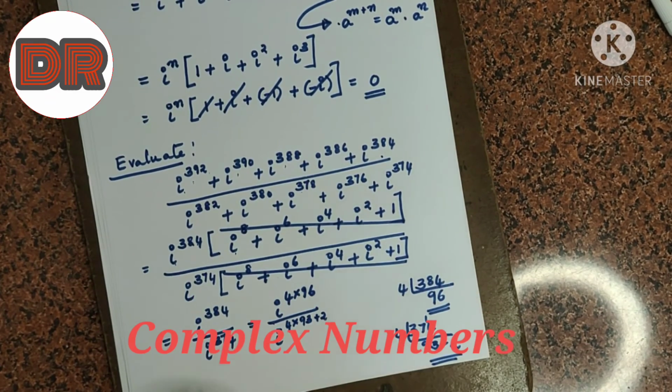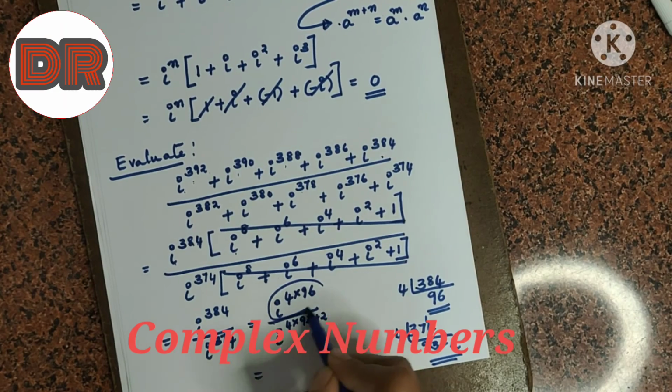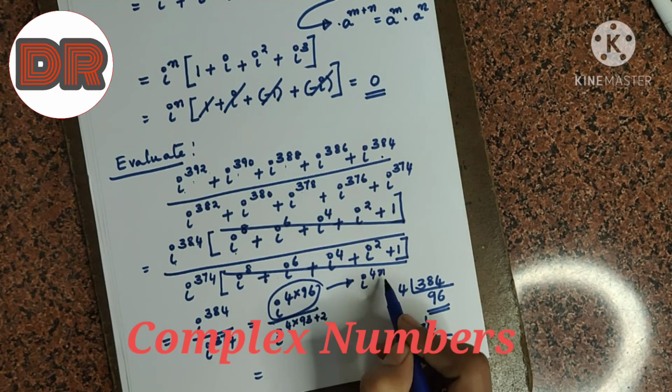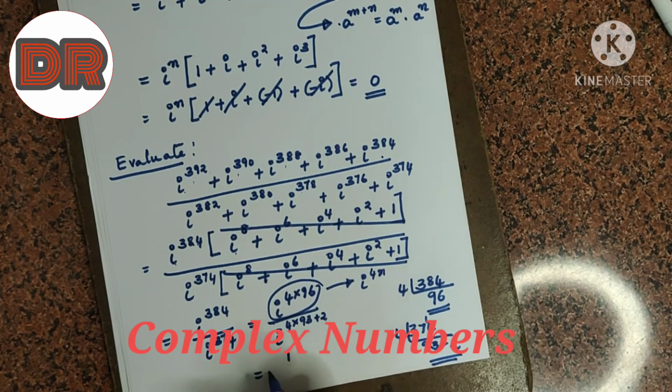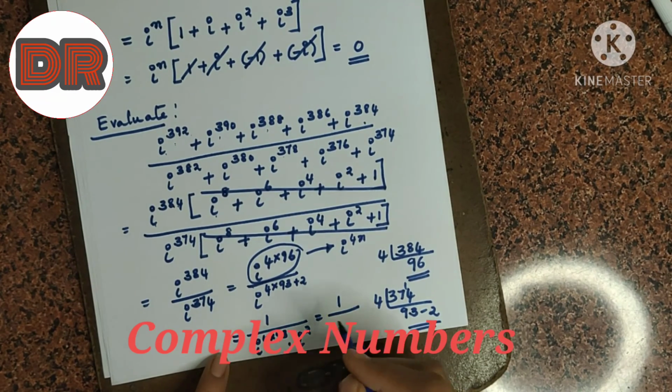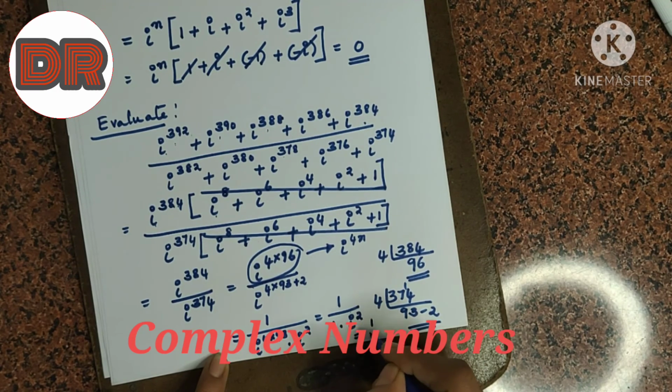So this is in the form i to the power 4n. So i to the power 4n is 1. So value is 1 divided by, this is i to the power 4 into 93 into i square. So again 1 by i to the power 4 into 93 is in i to the power 4n format. So this is 1 into i square. Now what is the value of i square? I square value is minus 1. So it is 1 by minus 1, which is equal to minus 1.